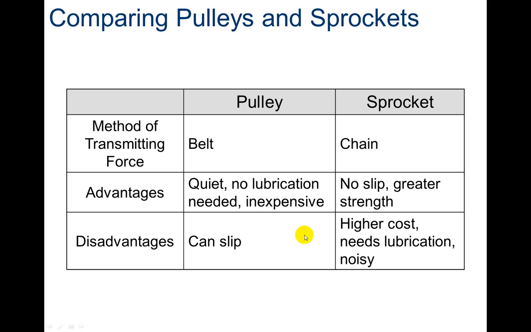All right, so let's compare them a little bit. A pulley has a belt, a sprocket has a chain. The advantages of a pulley are that it's quiet, needs no lubrication, and is inexpensive. A sprocket has no slip and greater strength. It also is going to have a better torque than the pulley because it gets into the chains.